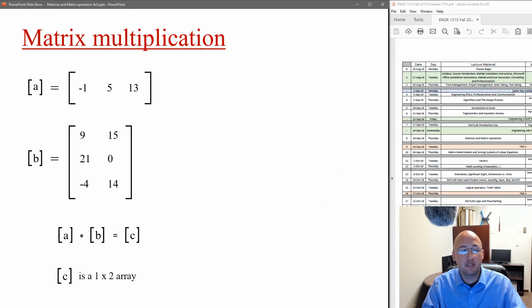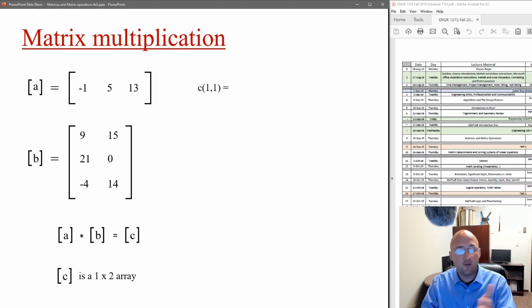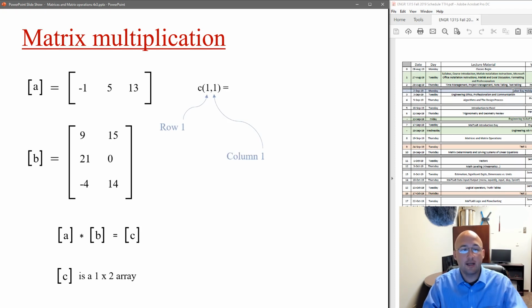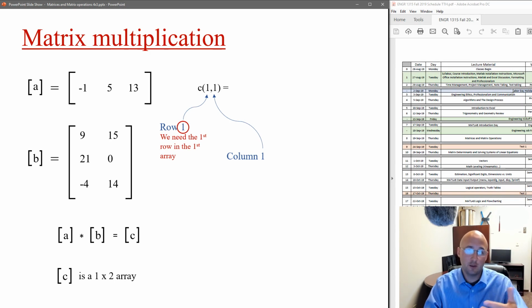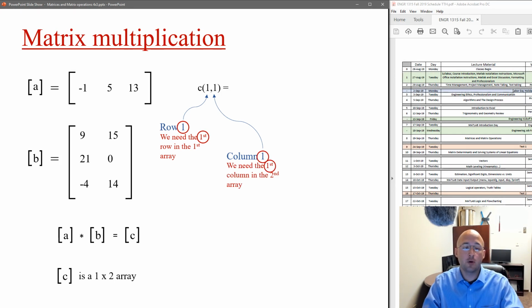So now let's take our two matrices. We know this is our syntax. We know C is going to be a 1 by 2. Let's get started. Since we have 1 row, 2 columns, we're going to start at row 1, column 1. This is the element in C, our product array, that we're going to get by multiplication. But that 1 tells us something else: we need the first row of the first matrix. This column 1 tells us I need the first column of the second matrix in my multiplication.